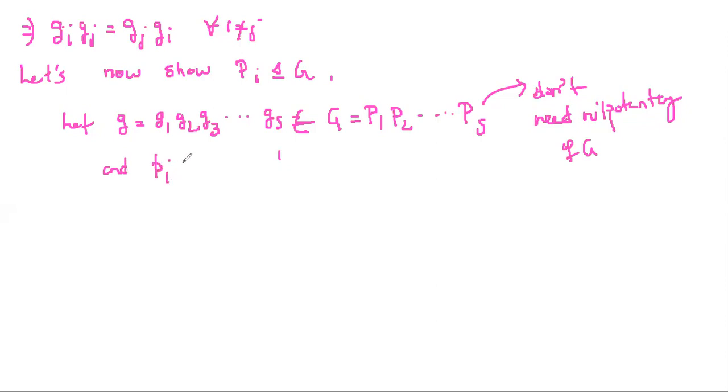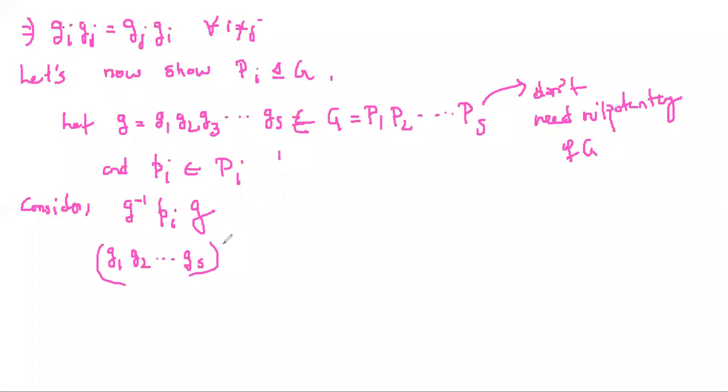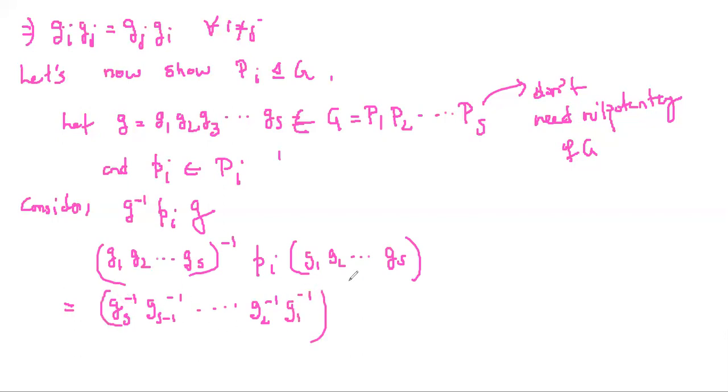And let's say p_i is in the subgroup P_i. Now consider g inverse p_i g. So what is g inverse? g inverse is (g_1 g_2 ... g_s) inverse p_i g_1 g_2 ... g_s. Now what is (g_1 g_2 ... g_s) inverse? The famous shoes-socks lemma. It is g_s inverse, g_{s-1} inverse, ..., g_2 inverse, g_1 inverse, and then p_i g_1 g_2 ... g_s. Now you see something very nice happens.